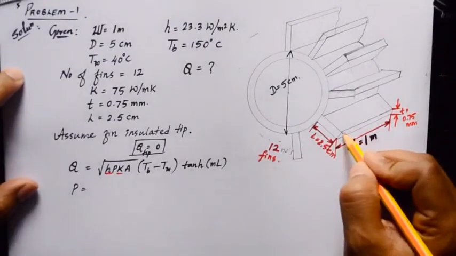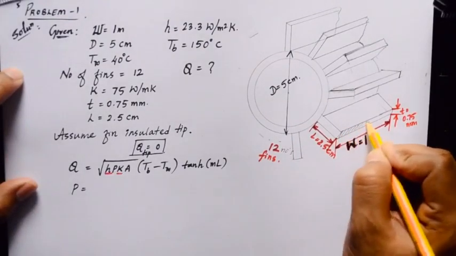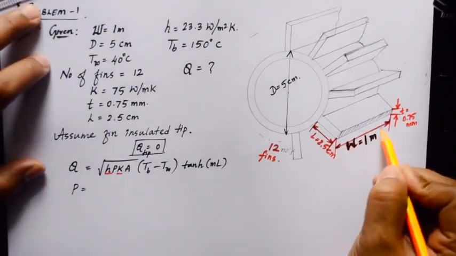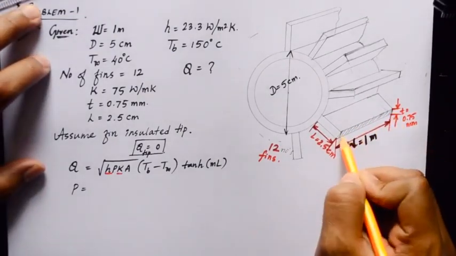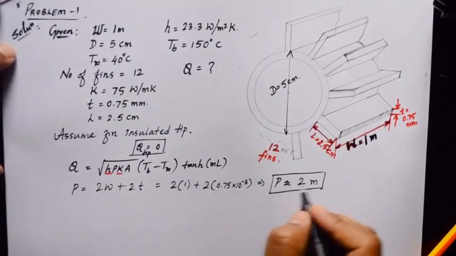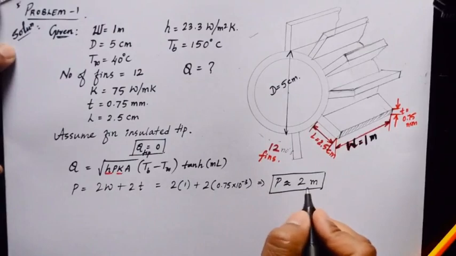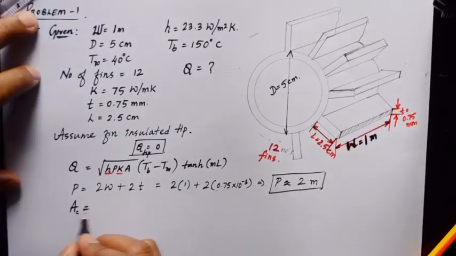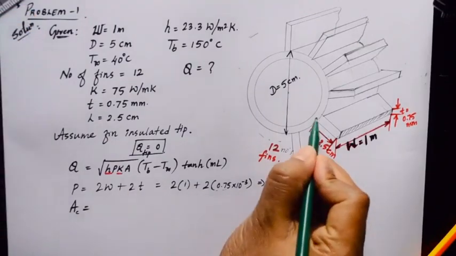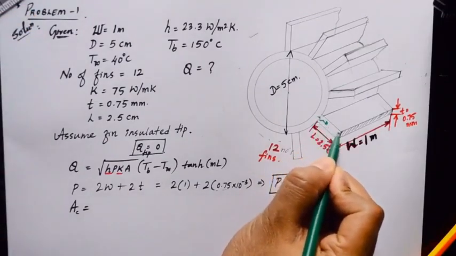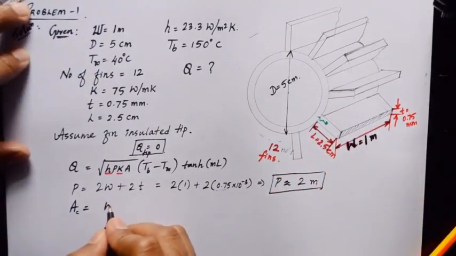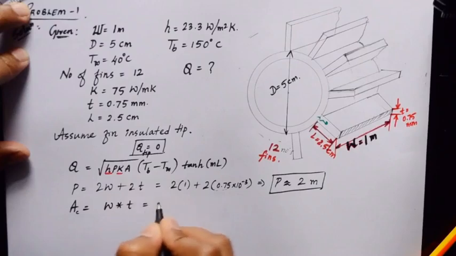The perimeter of the fin has to be measured on the area of what I am hatching here. So this perimeter will be 2 times the width and 2 times the thickness. Substituting values of w and t, we'll get the perimeter approximately 2 meters itself. We are supposed to calculate the cross-sectional area perpendicular to the direction of heat flow. Heat is flowing in the fin in this direction. So the area that is perpendicular to this direction will be the same area that I have hatched here. Calculate the area simply by multiplying width into thickness.